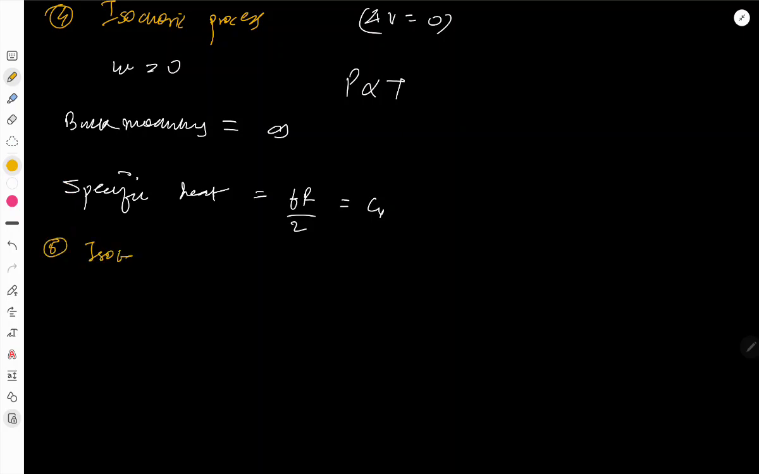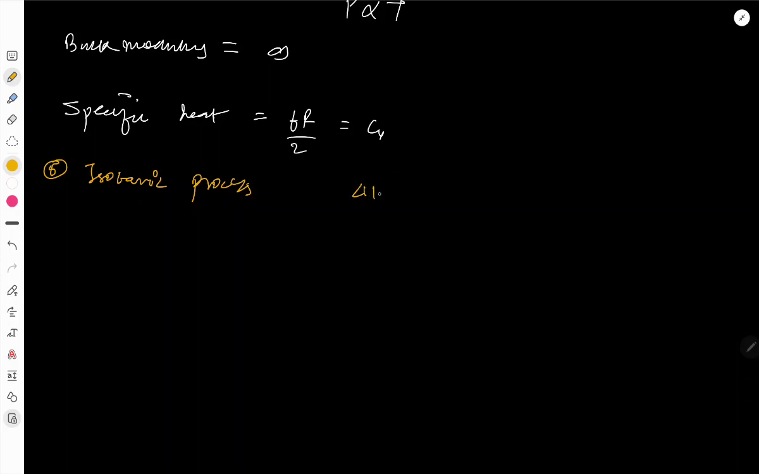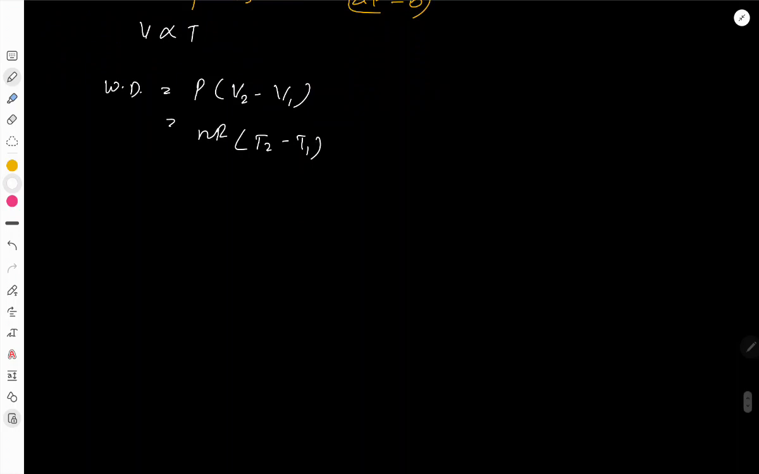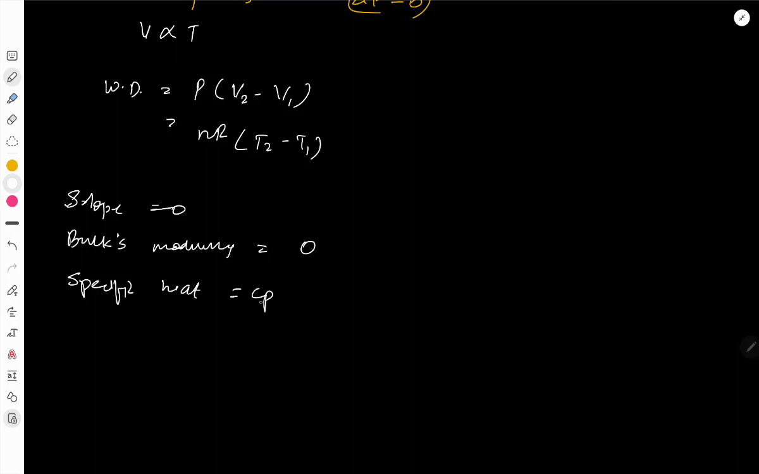The next one is isobaric. In this process, delta P is equal to 0. So V is directly proportional to T in this case, and therefore work done is equal to P times V2 minus V1. It can also be written as nR times T2 minus T1. Now the slope of this graph would be equal to 0. The bulk modulus would be 0 and specific heat would be equal to Cp.